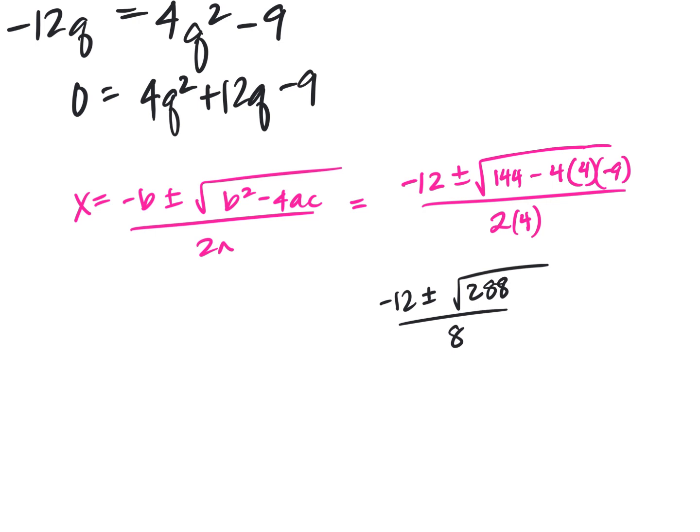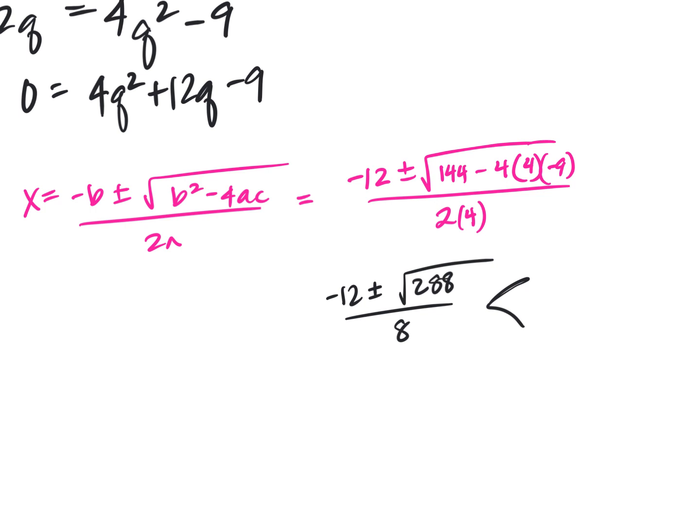I got two different values. We got them to be 0.6 and negative 3.6.